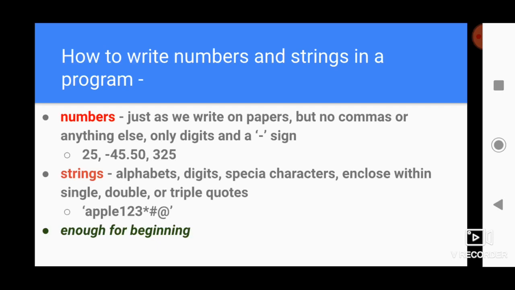Now, as for strings, how do we write strings? See, what is a string in the first place? A string is a sequence of characters which may include alphabets A to Z in small or capital case, or it may include 0 to 9 digits, or it may include special characters like star, hash, at the rate, exclamation mark, and so on.